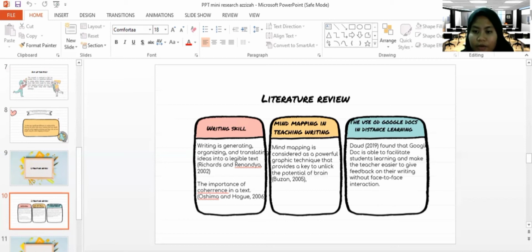Here, according to Oshima and Hogue 2006, coherence means the sentences must hold together. That is, the movement from one sentence to the next must be logical and smooth. It holds together within and among the paragraphs. The sentences in a paragraph have to show the coherence of the paragraph. It means that the paragraphs are related to the previous and the next one.